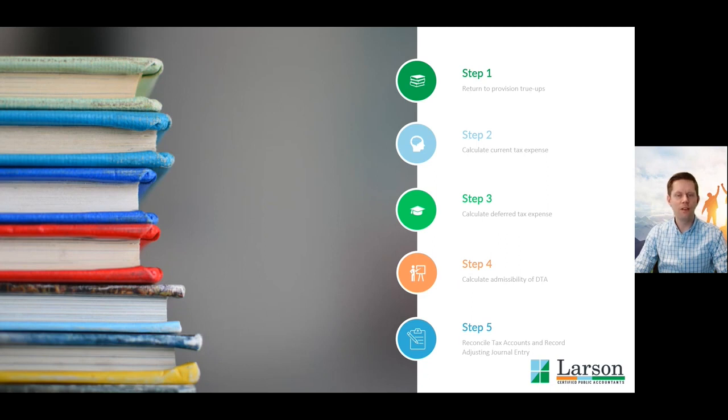After you've done that, you have what your tax provision should look like, but then you want to go through and calculate the admissibility of any DTAs. And then lastly, the last step I included is to reconcile tax accounts and record your adjusting journal entry so that income tax accounts are correct on your balance sheet.